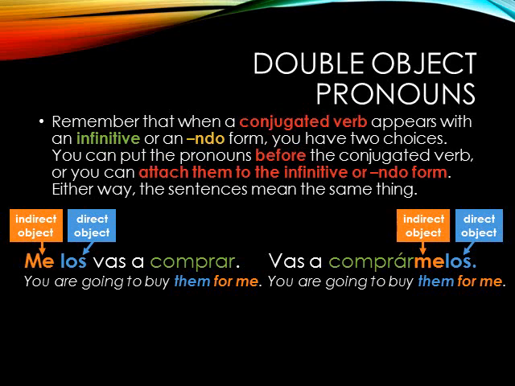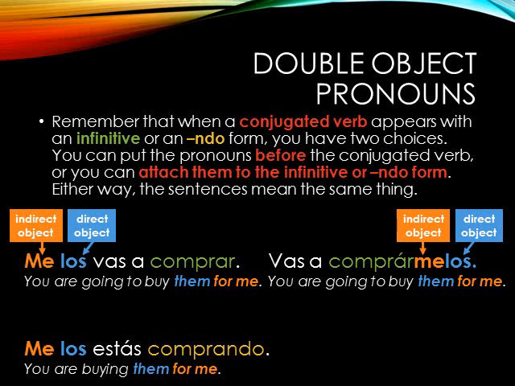The only note that you have to make is that you have to add an accent mark over the A, the E, or the I of your infinitive if you attach them to the end. So this sounds like this: vas a comprármelos. The accent mark is just added to maintain pronunciation.